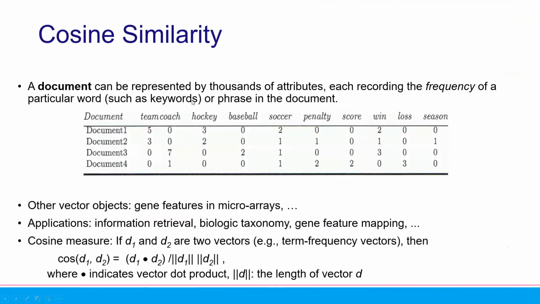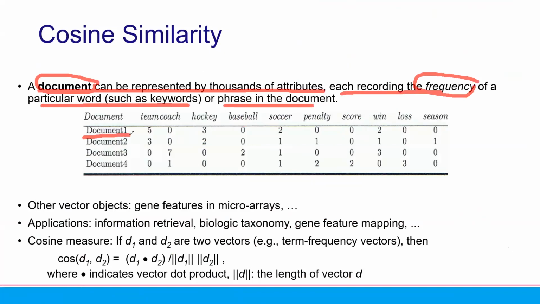We have another similarity, we call it cosine similarity. So the cosine similarity means that we want to represent with the term frequency. A document can be represented by thousands of attributes. Document means like news, articles, something in the blog, or anything. It's recording the frequency of particular words, maybe the keywords or the phrase in the document.